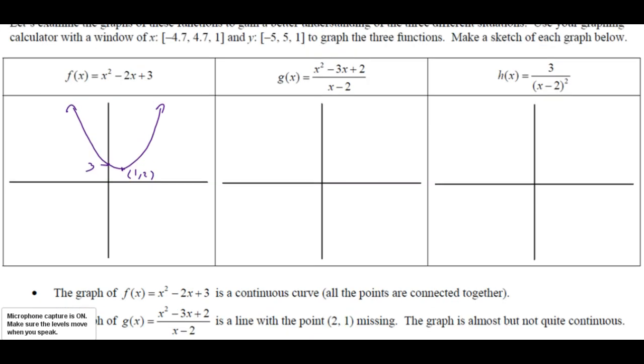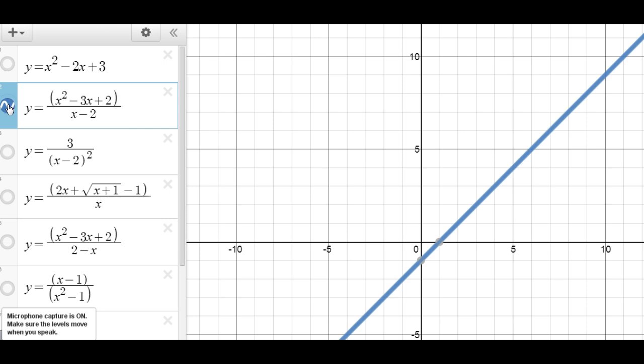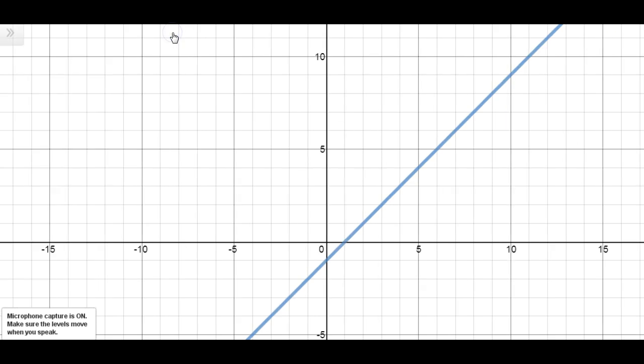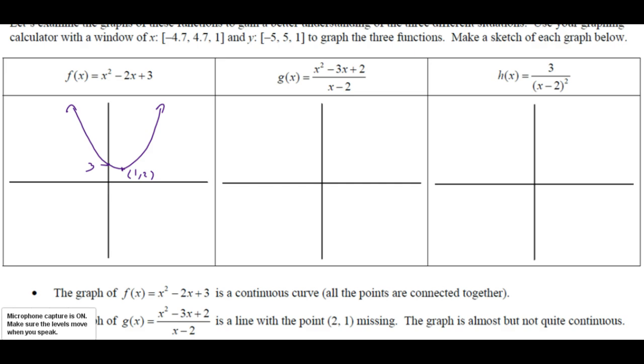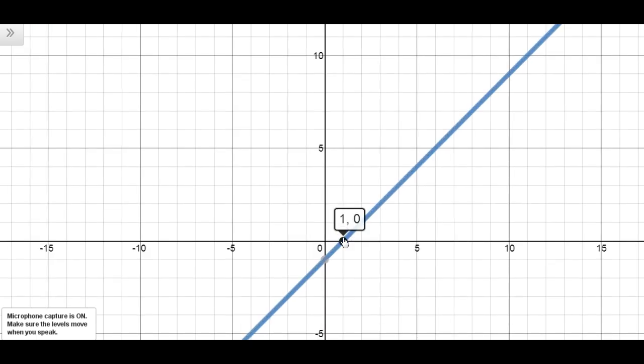Okay, let's take a look at g of x. Turn that off. Turn that on. So there's g of x. Now, what do we know about g of x, though? Right, like there should be something going on here, right? G of x, we got a problem. It doesn't exist at 2. All right, so what's going on here? Let's trace out a point.